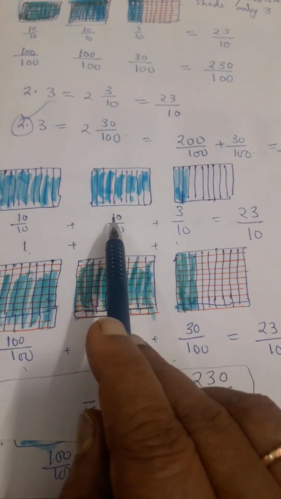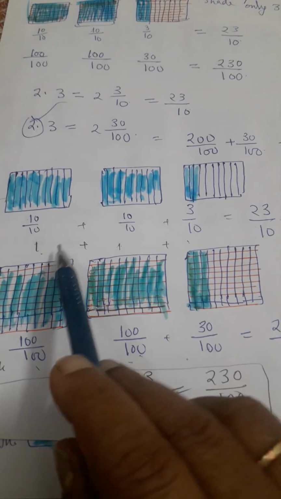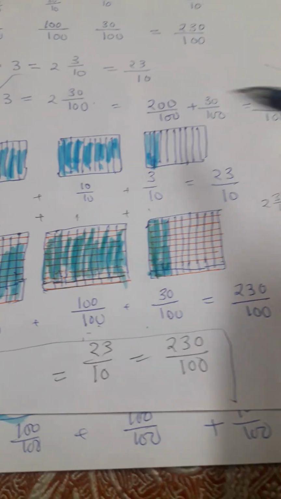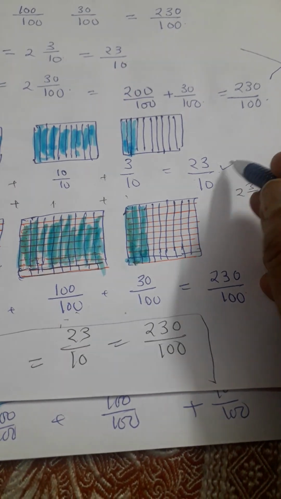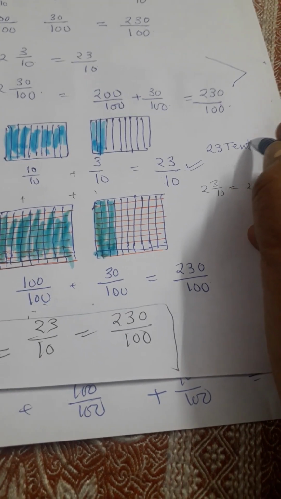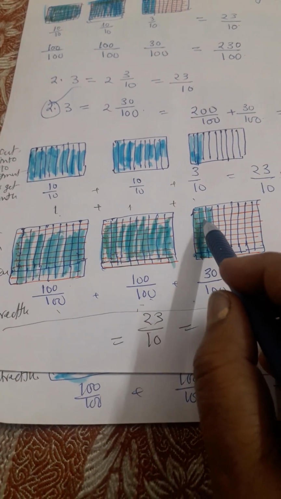Okay, so how many total tenths are there? 10 plus 10, 20, plus 3, 23. Yes, grandma, it is 23 tenths. So how many tenths are there in 2.3? It is 23 tenths. So the answer will be 23 tenths. Right, Ellie?